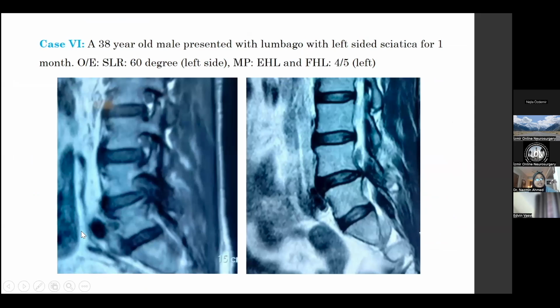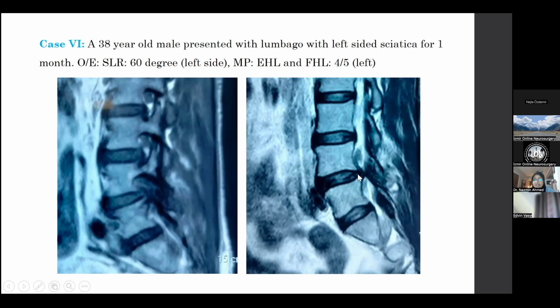The next case is a 38-year-old male patient with lumbago with left-sided sciatica for 1 month. On examination, there is only restricted SLR on the left side, and muscle power is 4 out of 5 in EHL and FHL. In the imaging, if you look carefully, at the L4-5 foraminal level there is a mass. It completely blocks the foramen. From imaging, it is difficult to diagnose what the mass can be.